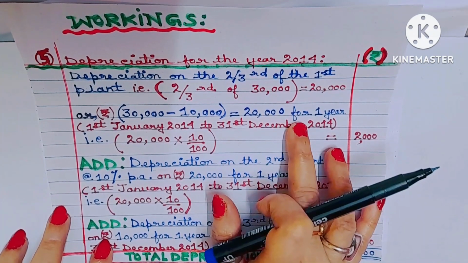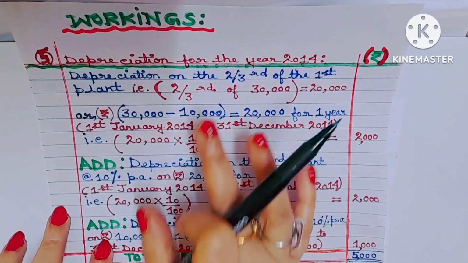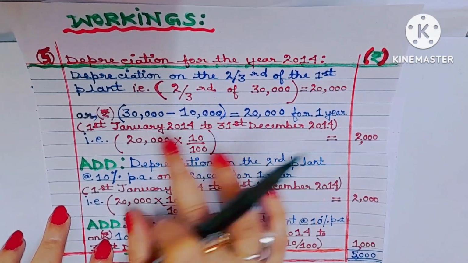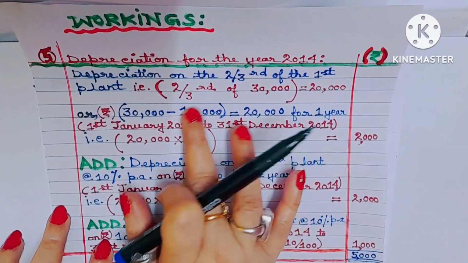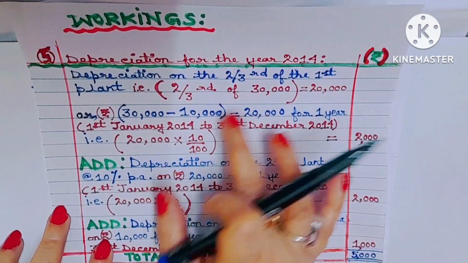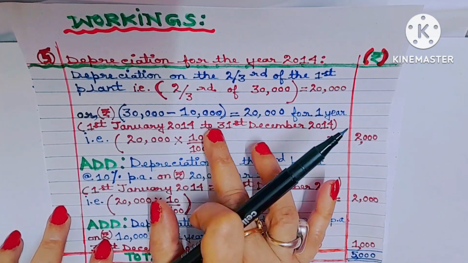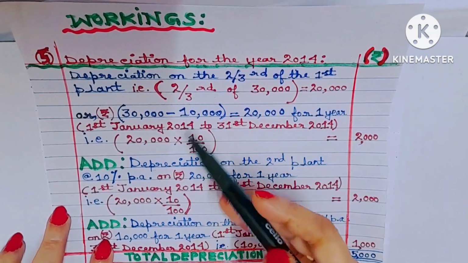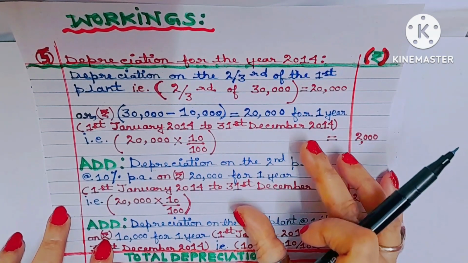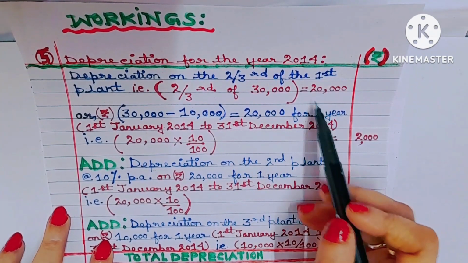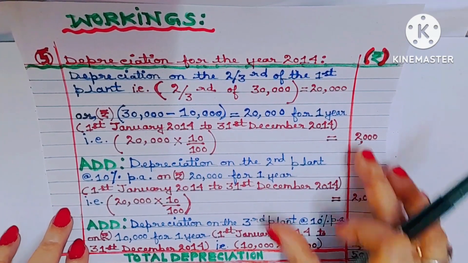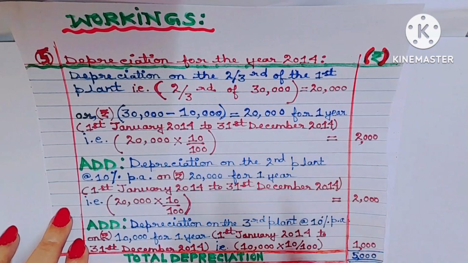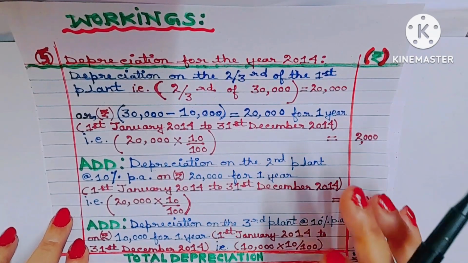Okay. So the remaining part of the machine, 2/3 of 30,000 is 20,000, and 10,000 has been sold. 1/3 of 30,000 is 10,000. 1/3 of the first plant was sold. So only the remaining part is in the business. So 2/3 of 30,000 is in the business only. 2/3 of 30,000 is 20,000. So we got to charge depreciation on 2/3 of the first plant only, since 1/3 of the first plant was sold. So remaining 2/3 of 30,000 is 20,000.